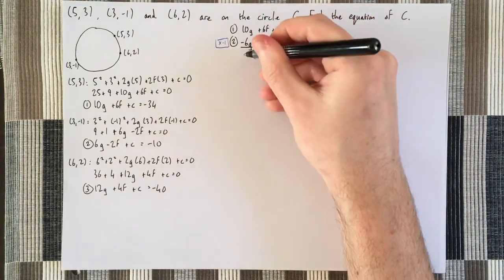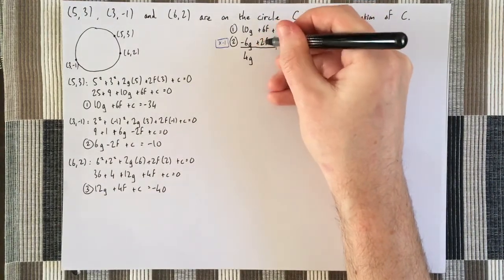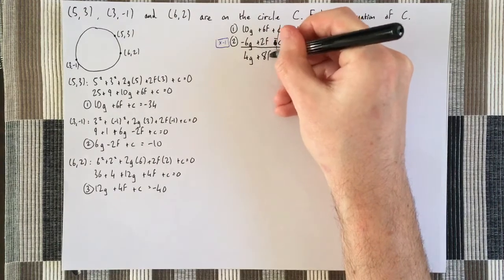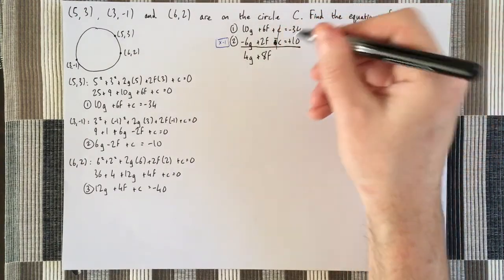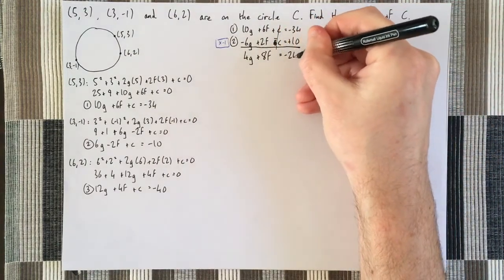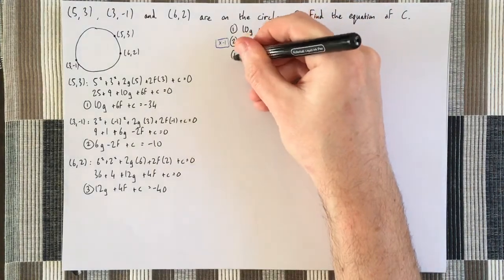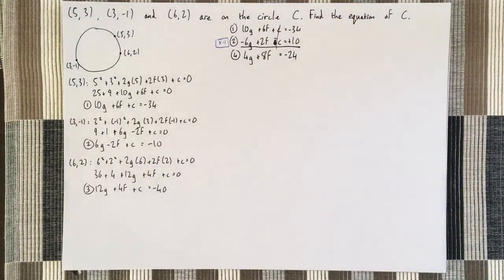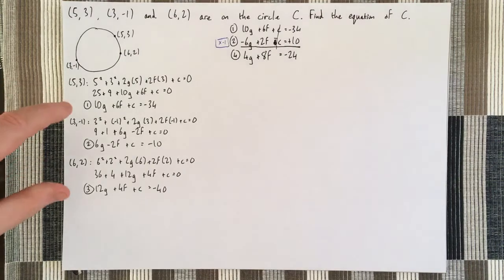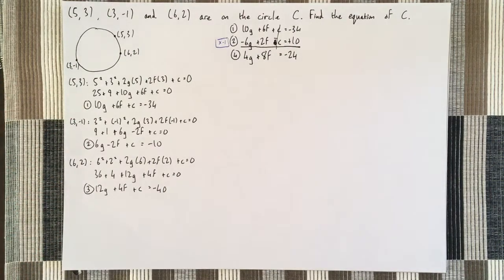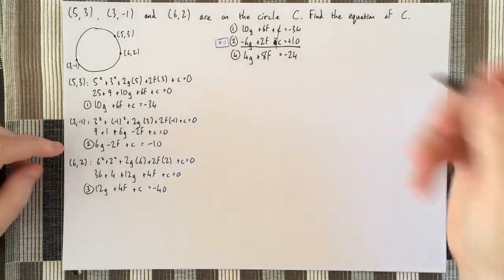10g minus 6g is 4g. 6f plus 2f is 8f. 10 minus 34 is minus 24. And that's equation 4. All right. Equation 5 then I'll get either by taking 1 and 3 together or 2 and 3 together. It doesn't matter. All right, so I will look at 2 and 3.